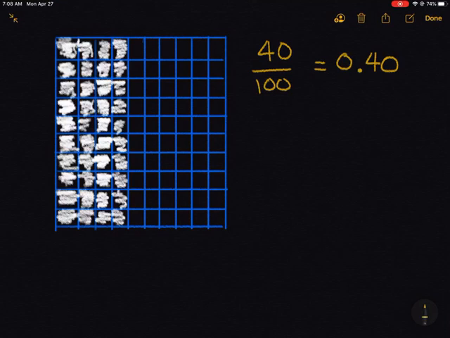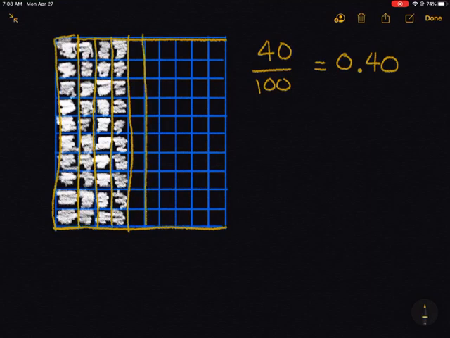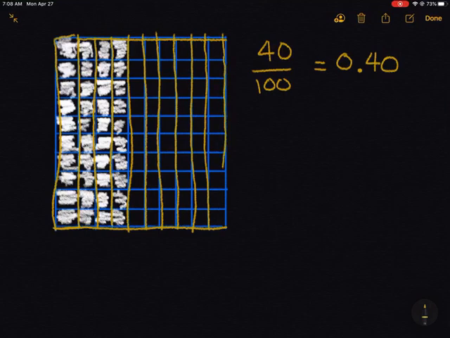When I look at this, if I was to change this hundredths grid, I could change it just like this. So I could actually make these into tenths just by drawing over. So I'm drawing over with yellow, and I am making 10 equal parts. Instead of the 100 equal parts that I originally had, I now have 10.